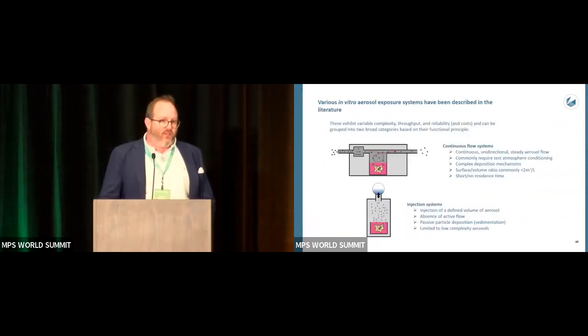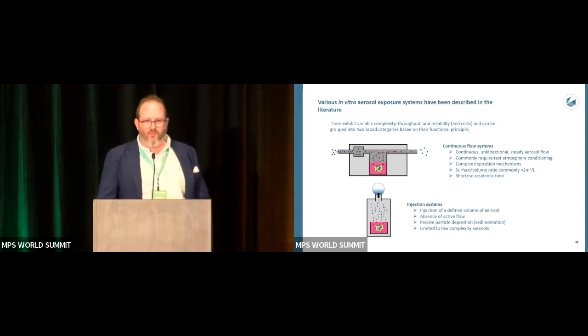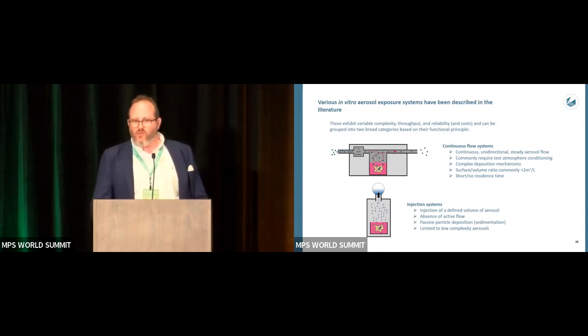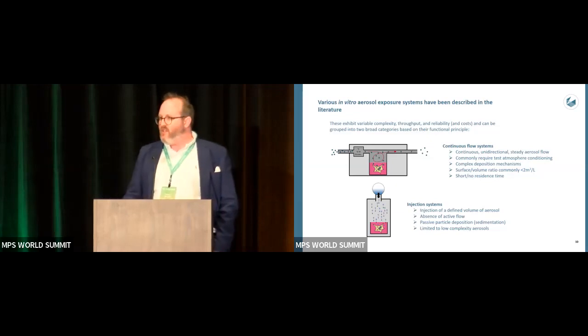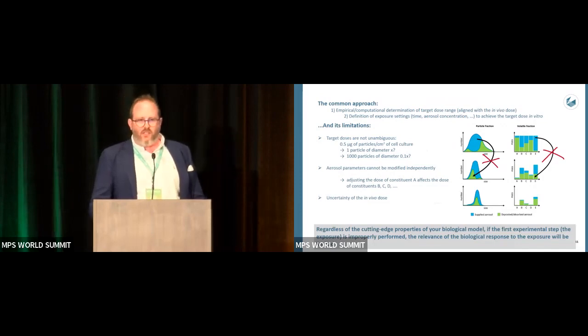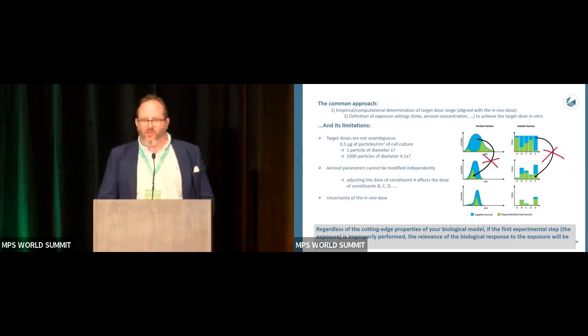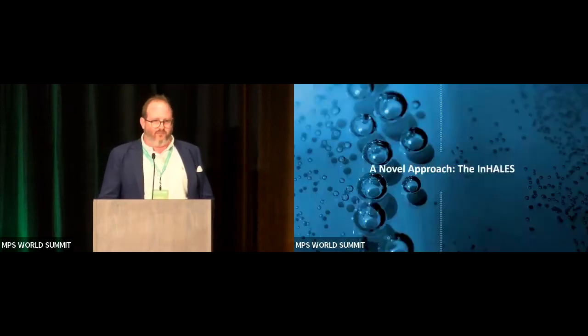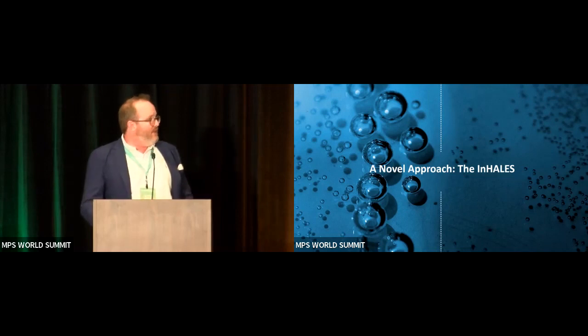There are various in vitro aerosol exposure systems. You saw a few before, injection systems, but there are also continuous flow systems where you just deposit the aerosol on your cell culture. But there are limitations: the target doses are ambiguous depending on what cell culture you use, the parameters cannot be modified independently, and the in vitro dose is not a straight line from in vivo. So there are a lot of things that are unclear and not easy to translate into an in vitro system. Our approach is the InHALES system.